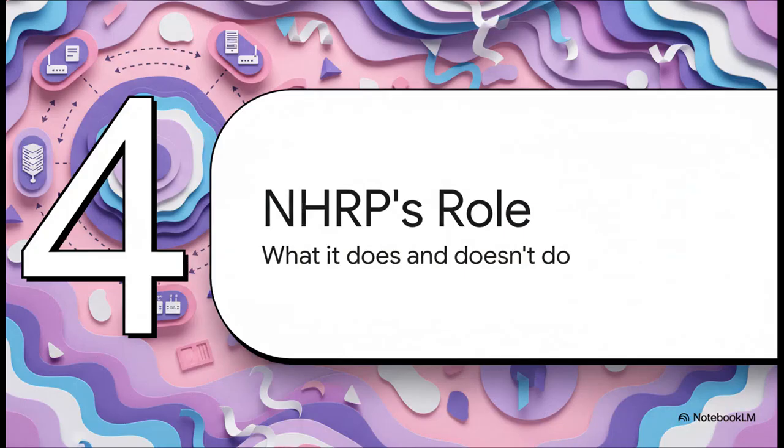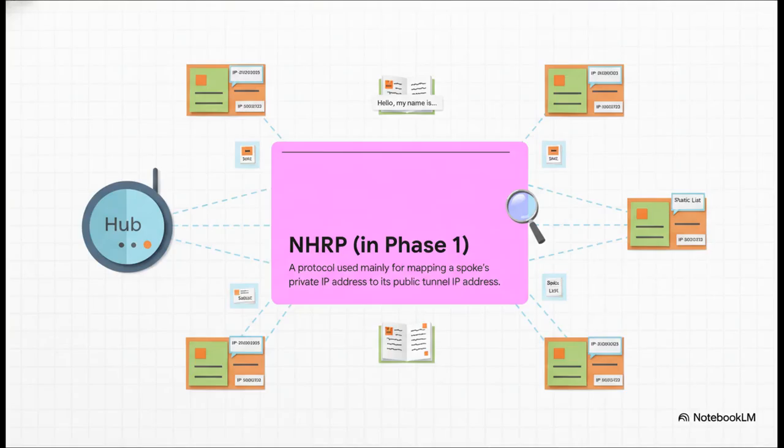So, we've thrown this acronym around a few times, NHRP. The Next Hop Resolution Protocol. Its role in Phase 1 is super specific, and honestly, it's often misunderstood. So let's clear up what it actually does, and maybe even more importantly, what it doesn't do. In Phase 1, you can basically think of NHRP as a really simple address book that's kept by the hub.